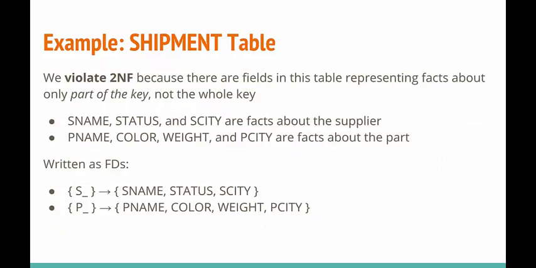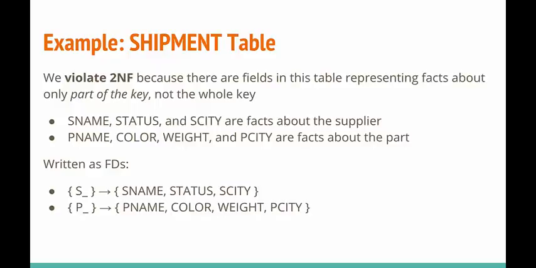The shipment table violates second normal form because there are fields in this table representing facts about only part of the key, not the whole key. In other words, S name, status, and S city are facts about the supplier. Remember that supplier number, or S underscore, is part of the composite primary key. P name, color, weight, and P city are facts about the part. Remember that part number, or P underscore, is part of the composite primary key.